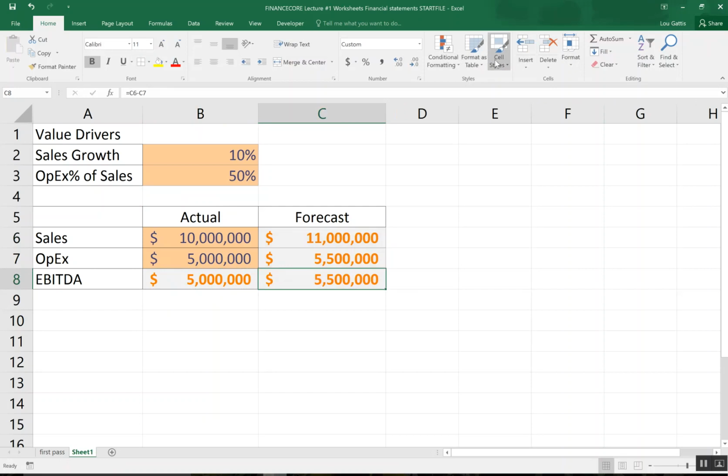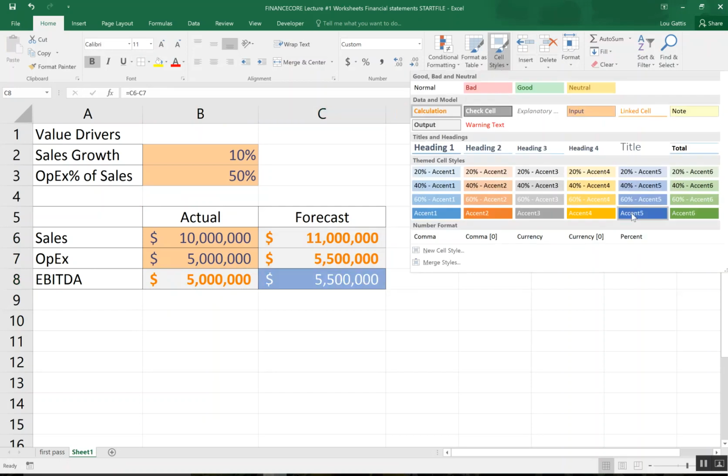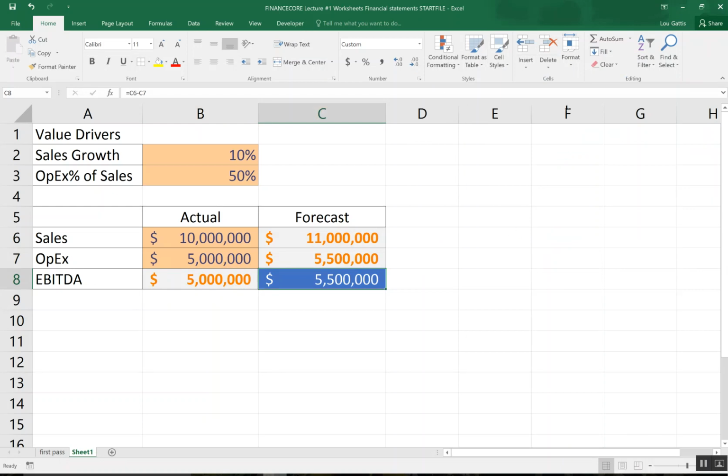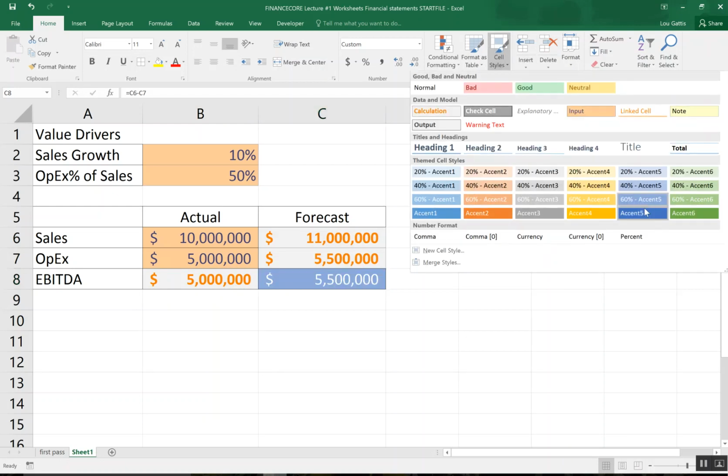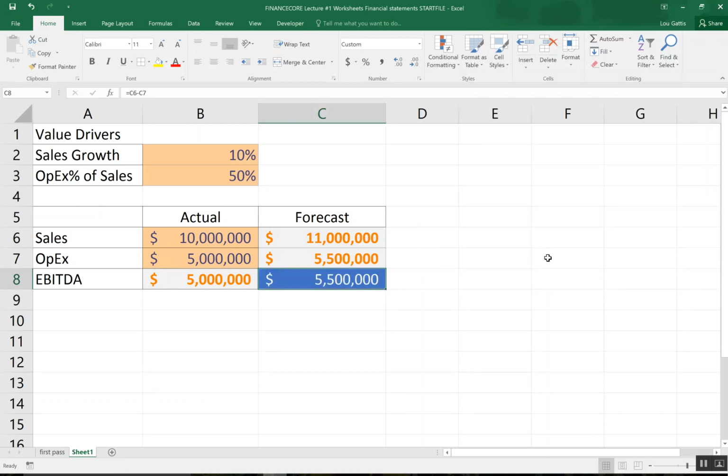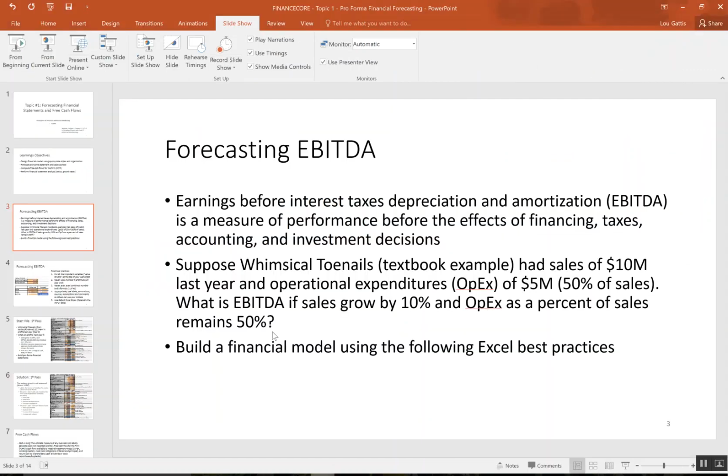And sometimes in a spreadsheet, if I want to highlight the result I'm looking for, the actual point of the whole spreadsheet is to calculate this EBITDA number, I might just give it a cell style and give it one of these accents. So there's my first financial model.